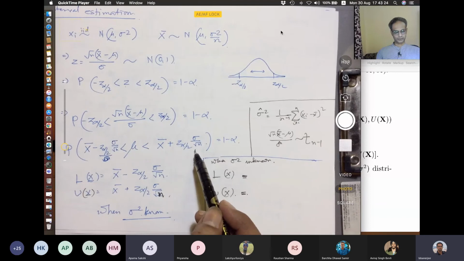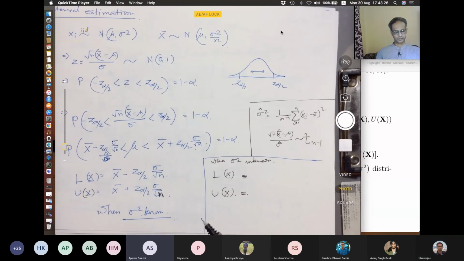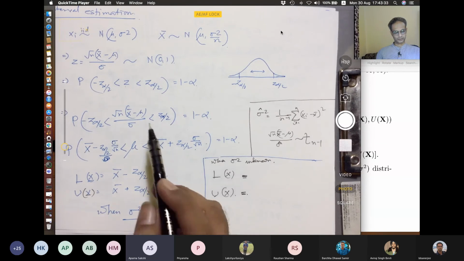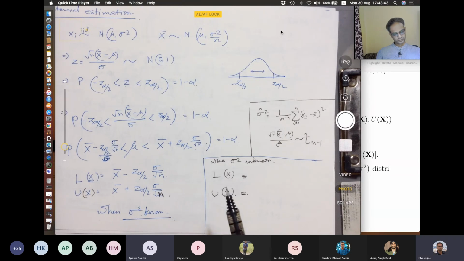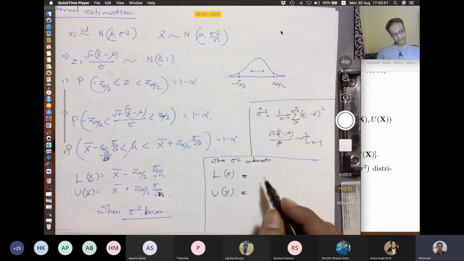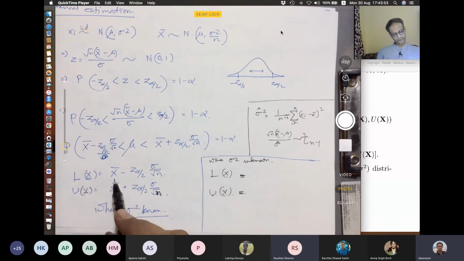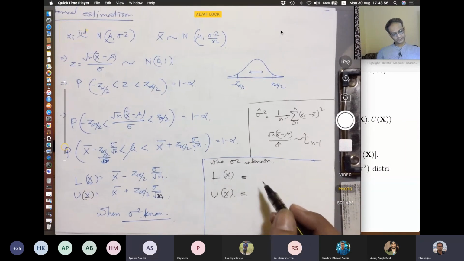Now, instead of sigma square known, for unknown we can put sigma cap square, and instead of z alpha by 2, we can put t alpha by 2. Here, what do you want to put? Sigma, so you replace it. Tell me, in place of x bar, what should I put? Sigma cap square. Why?